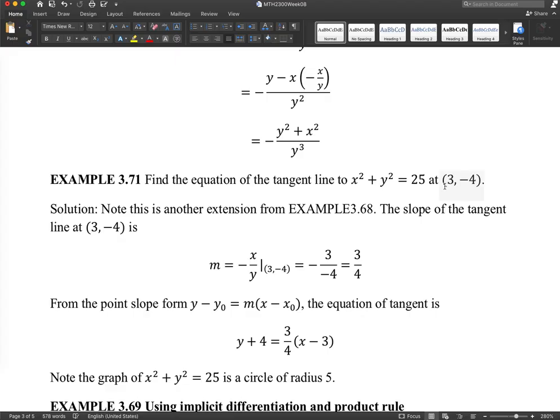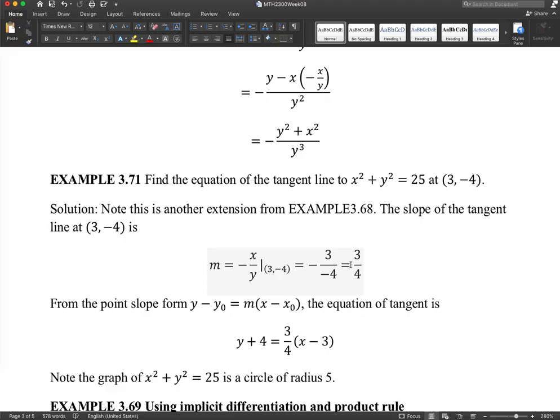According to the calculation in example 3.68, this is the derivative, negative x over y, and the slope is the derivative at that given point. So you plug in 3 for x, negative 4 for y. It turns out to be negative 3 over negative 4, or simply 3/4. As I said earlier, the slope indeed is positive. Consider whether it makes sense to you.